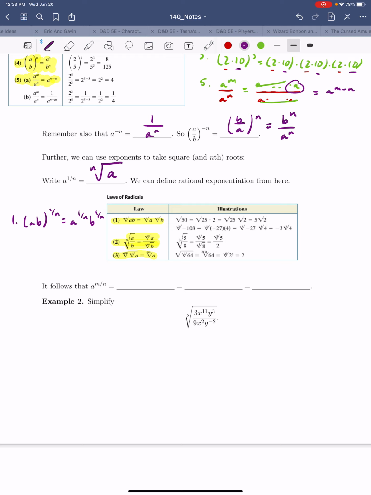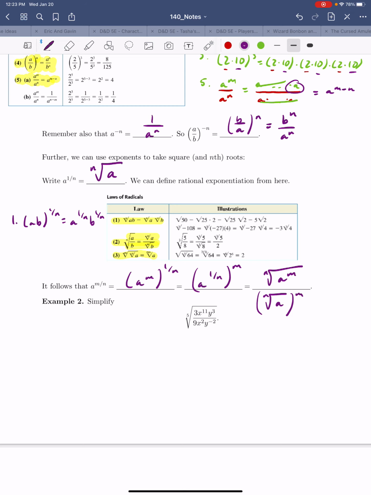By the way, it follows that a to the m over n can be thought of as a to the m to the 1 over n, or a to the 1 over n to the m. You can also think of this in terms of radicals, right? You can think of this as the nth root of a to the m, or the nth root of a, to the m. Okay?